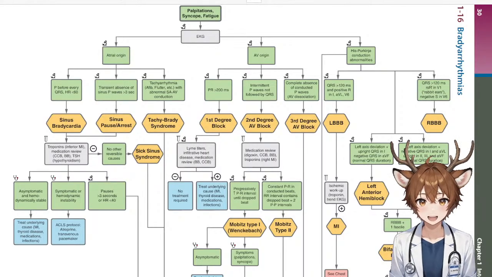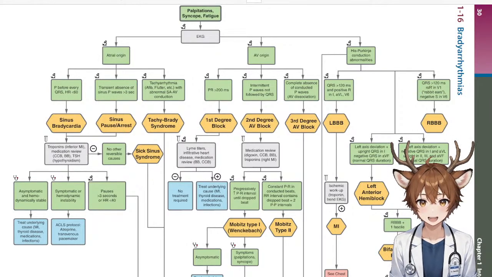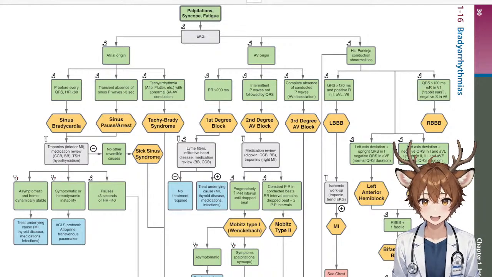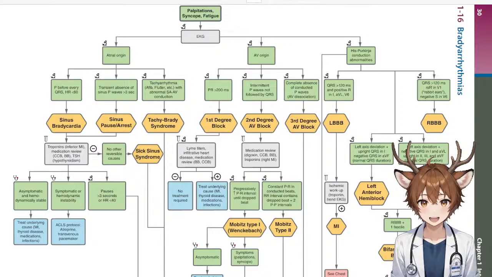What about, for example, if you had a hyperkinetic conduction abnormality and a QRS greater than 120 ms, with RSR' in V1, rabbit ears, and a negative S in V6? In that case, it's a right bundle branch block.